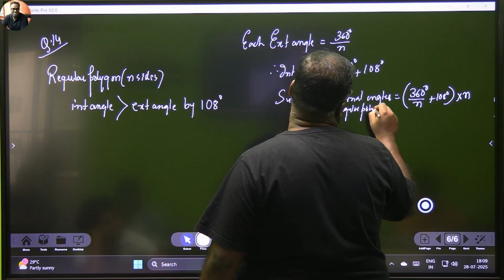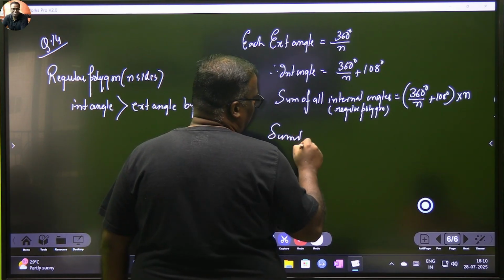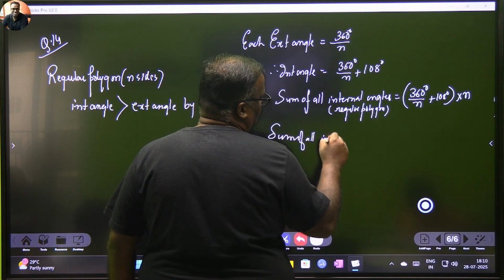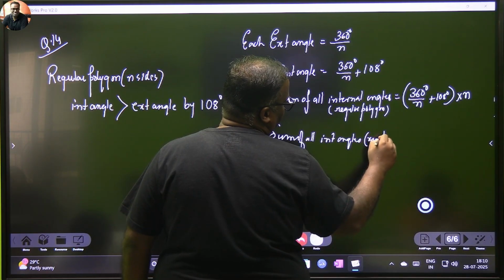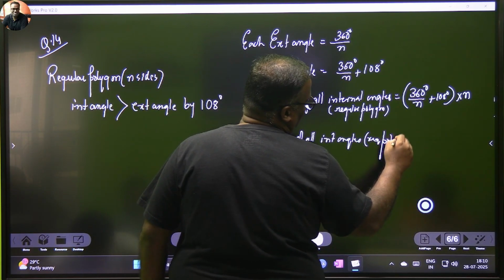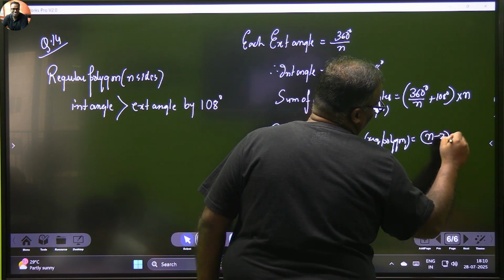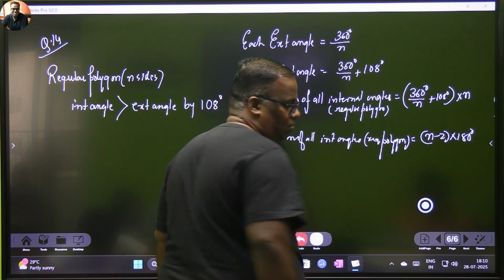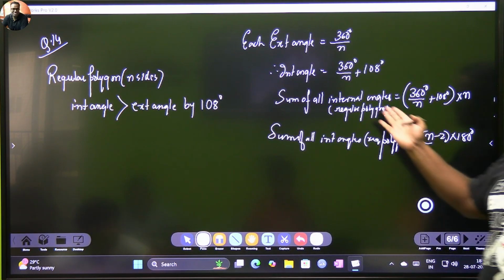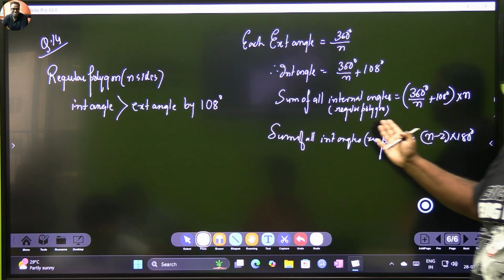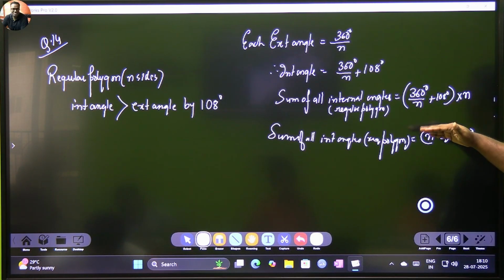But we also have one more formula. What is the other formula? Sum of all internal angles of a regular polygon is equal to n minus 2 into 180 degrees. This is also true. It is now like a linear equation, like an age problem. This is also the age of a person. So don't you think these two should be equal?